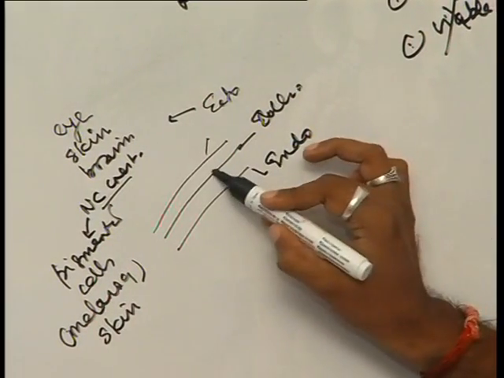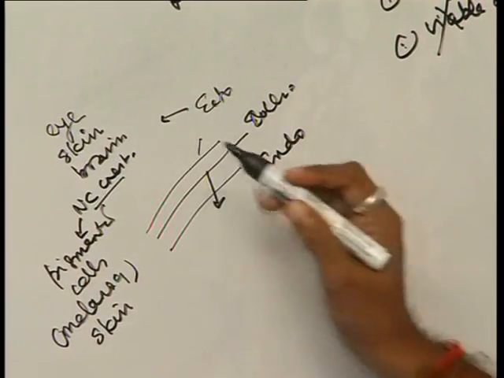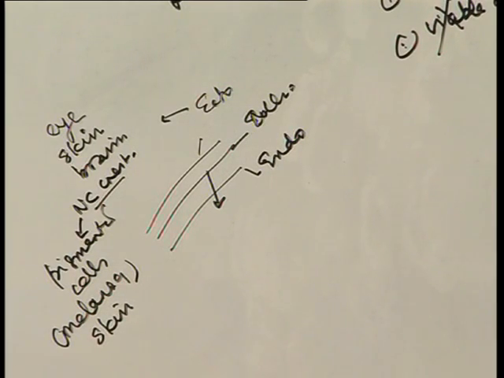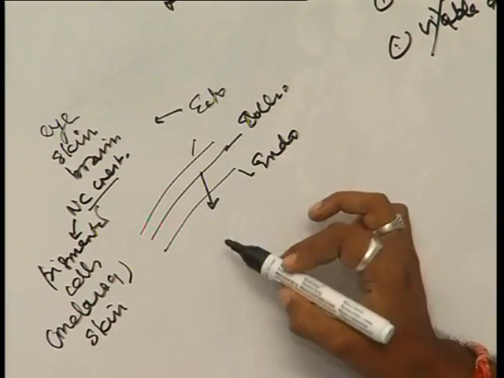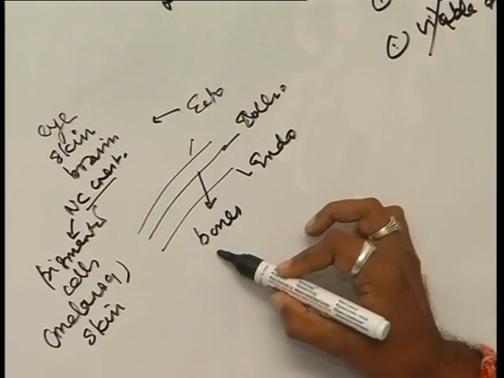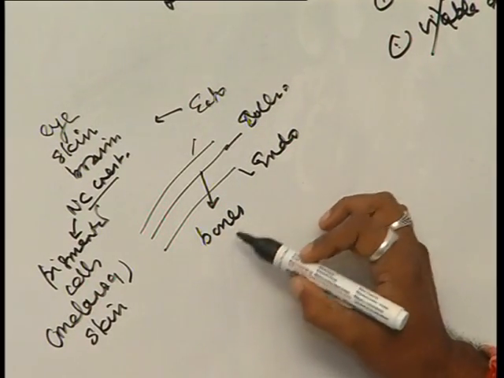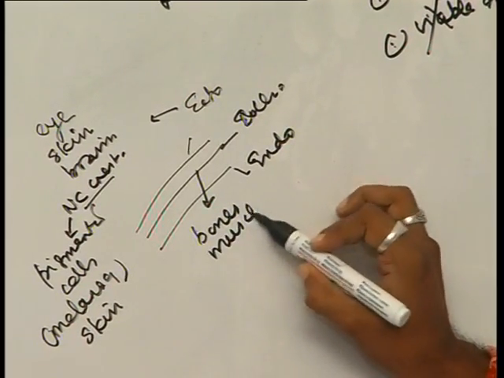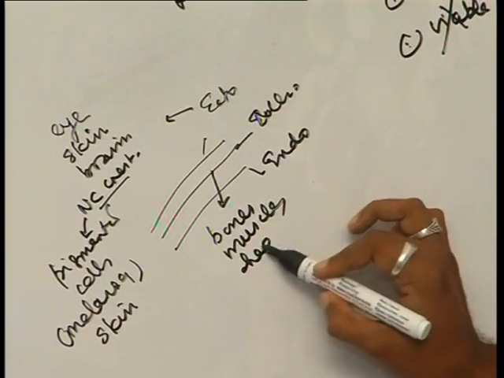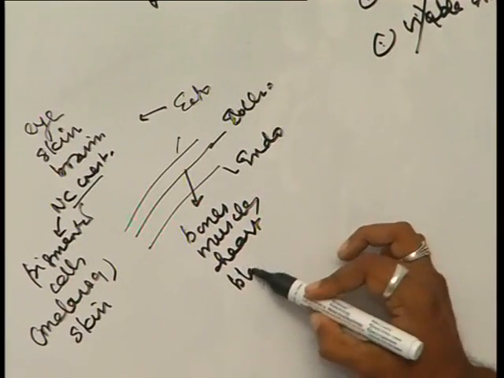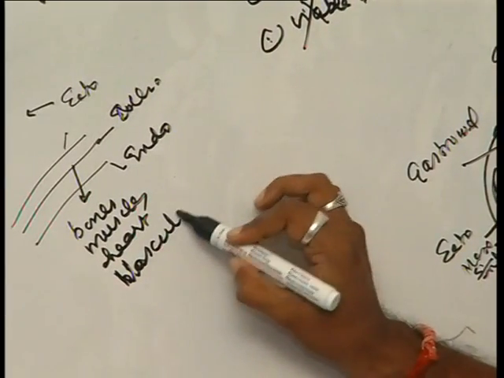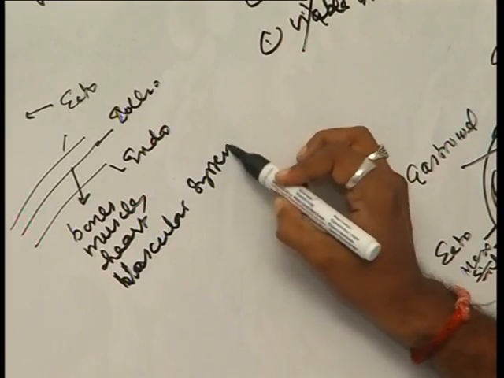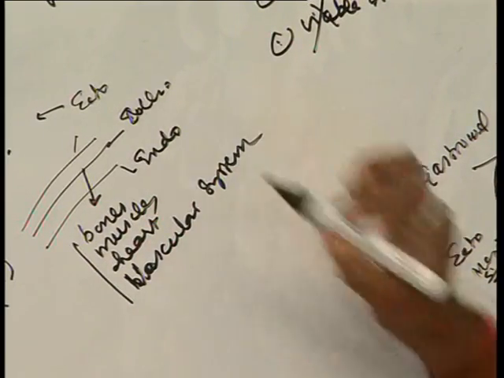And if you look at the mesodermal layer, that is in between ectoderm and endoderm, you have those that are present in our body from skin to the gut. What are the things in between? We have bones, tissue, muscles, heart, blood, and the vascular system. So these are all formed from the mesoderm.